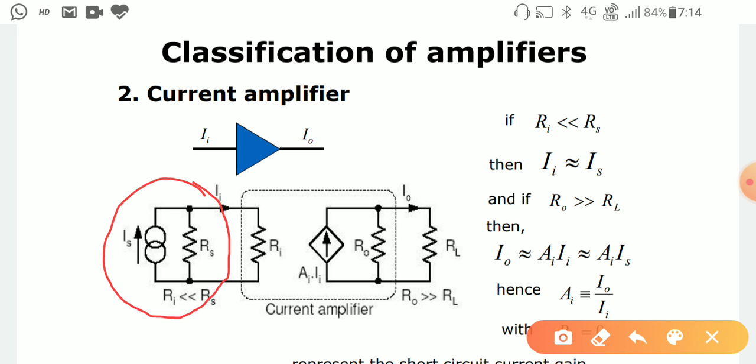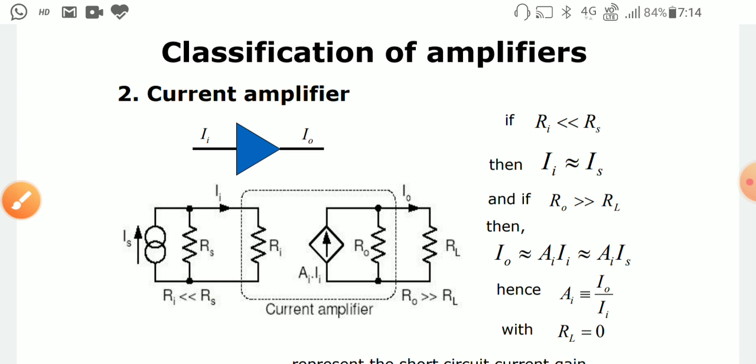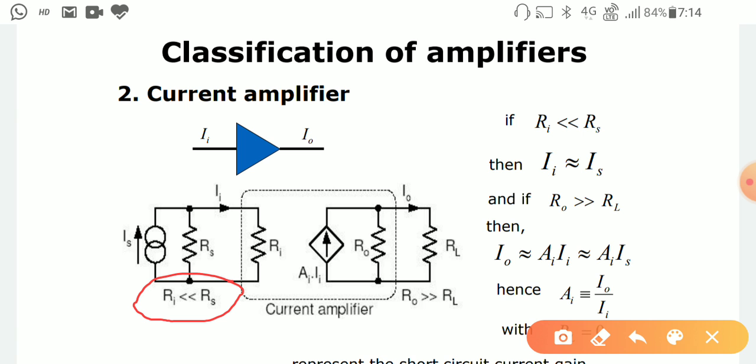And if you consider it as a current amplifier, then Ri should be very much less than the value of RS. So if Ri is very much less than RS, what happens? Ri will work just like a short circuit path, so maximum current will pass through that path. That means no current will pass through Ri, for the ideal case. So here the input side current can be considered as Ii, and this is equal to IS.